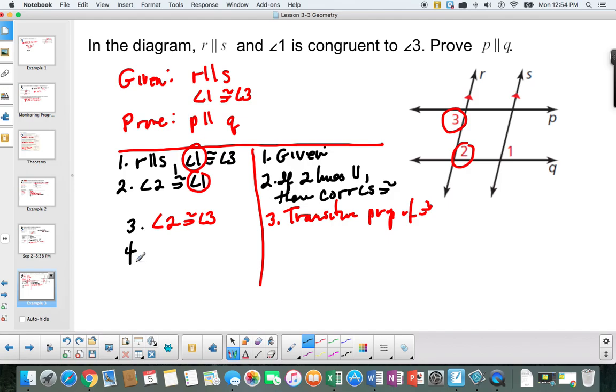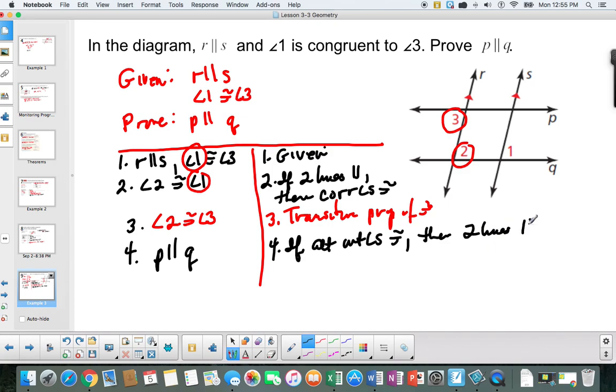Now angles 2 and 3 happen to be alternate interior angles, and we have just proved that that's true. So now that I know that alternate interior angles are congruent, I can say that the lines that they form are parallel. So P is parallel to Q, and I'm going to use the previous theorem I just proved: if alternate interior angles are congruent, then the two lines are parallel.